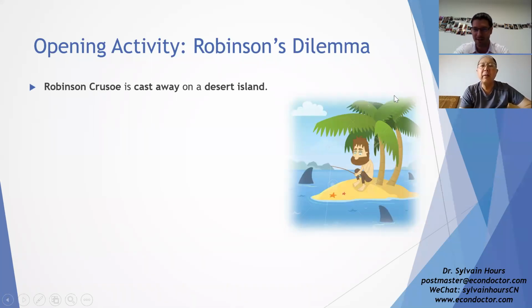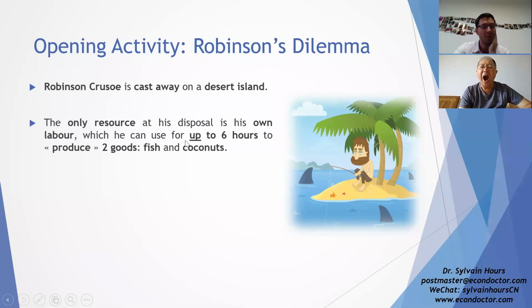So we do have a coconut tree, 2 coconut trees actually, and some fish. Well, they look like sharks, but that's fish anyway, right? So the only resource at his disposal is his own labor, which he can use up to 6 hours to produce 2 goods, fish and coconuts. So up to 6 hours, he could use less, right? Of course, he could choose to sleep for 4 hours and then only catch fish or collect coconuts for 2 hours. It's possible. Nothing forces him to use all the time at his disposal. And you see that this is going to be connected to productive efficiency, but it's too early for that.